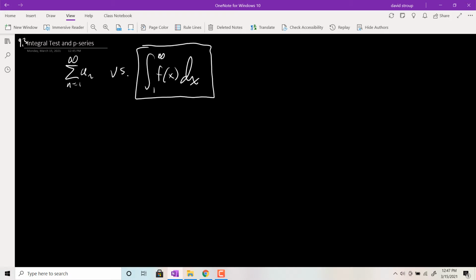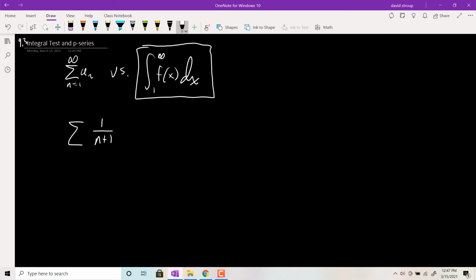So if you have something like the sum of 1 over n plus 1 from n equals 1 to infinity, and of course we don't use x's in our summations, you can determine if that converges or diverges by just looking at the integral from 1 to infinity of 1 over x plus 1. So you just replace the n with x and then evaluate that integral. If this integral diverges, then the series diverges. If the integral converges, then the series converges.